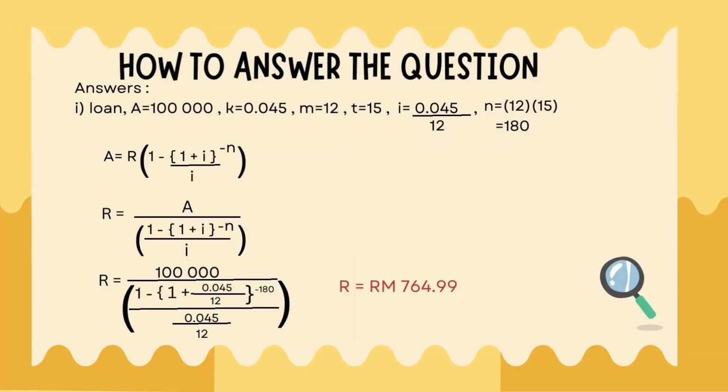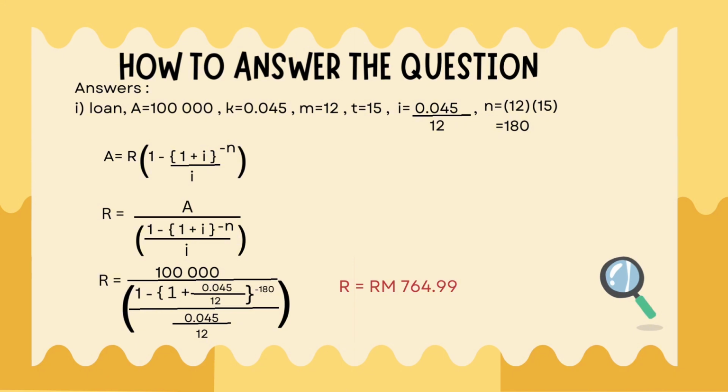In this question, we have the loan, which is A equals 100,000 ringgit, K 0.045, M equals 12, T equals 15, I equals 0.045 divided by 12, N equals 12 multiplied by 15 equals 180. So now we want to find the R. We use the formula A equals R, bracket 1 minus bracket 1 plus I, bracket to the power of negative N, divide I bracket.